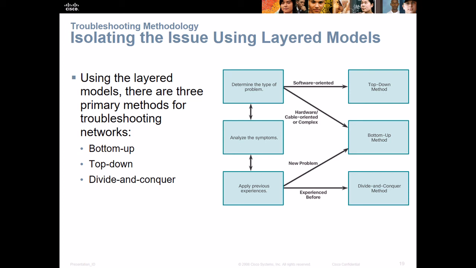So you use the ping or trace route, and then you can decide, should you go from layer 3 up, or should you worry about the bottom 3 layers? Divide and conquer is probably the best way to go. So please write that down, isolating the issue using the layered model. The 3 methods are bottom up, top down, or divide and conquer.